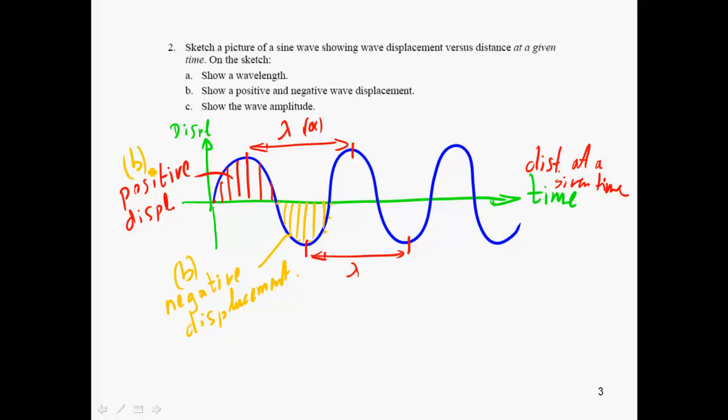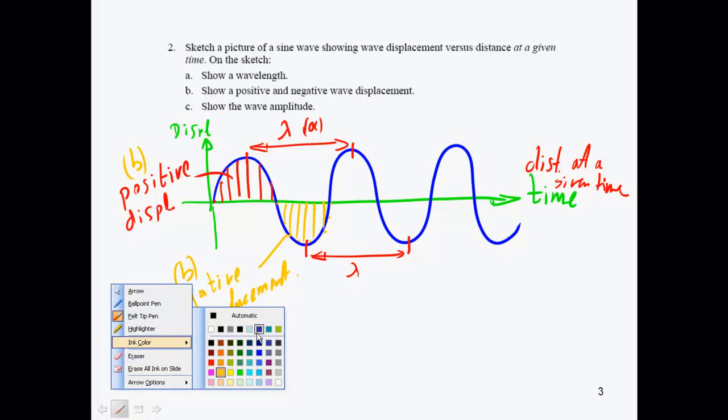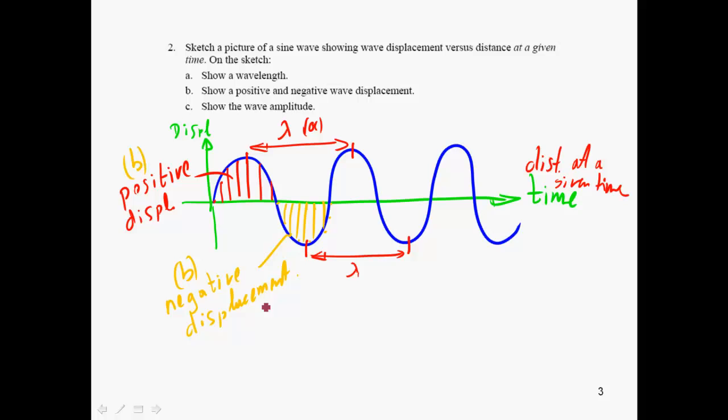And C says, show the wave amplitude. Okay. This is this color. So the amplitude of the wave is the distance at any point from the horizontal axis. Okay, this is the amplitude. It's also the displacement from the resting position. So the amplitude changes continuously. That's what the curve shows.